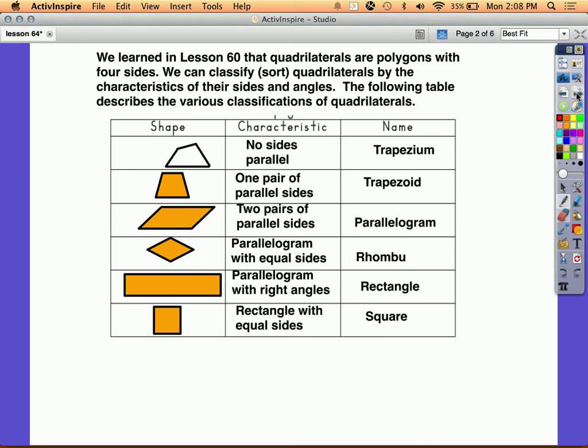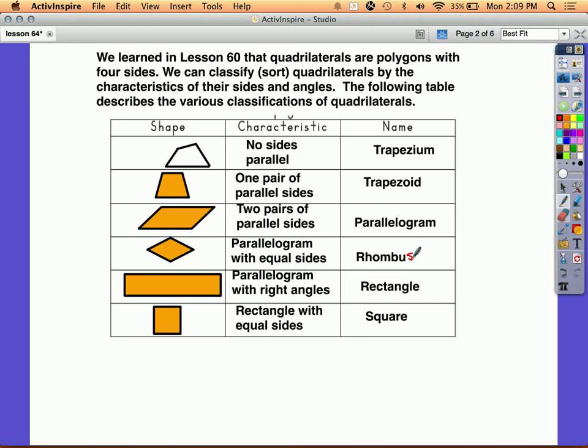So if we have no sides parallel, we call it a trapezium. If we have one pair of parallel sides, so we have these two sides are parallel, these two are not. Kind of looks like the thing elephants stand on at the circus. Okay? That's a trapezoid. If we have two pairs of parallel sides, it's a parallelogram.